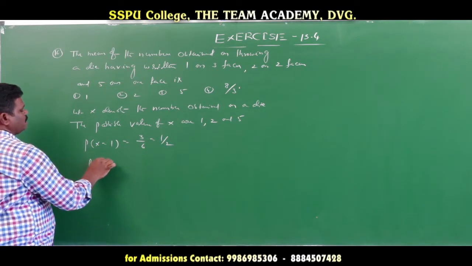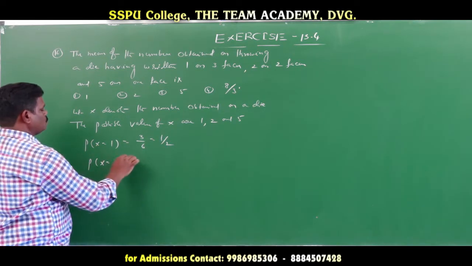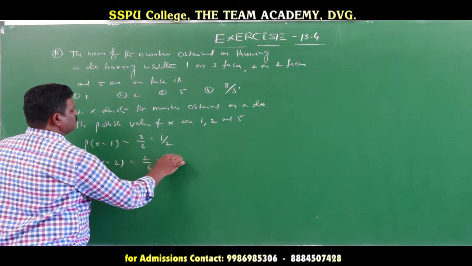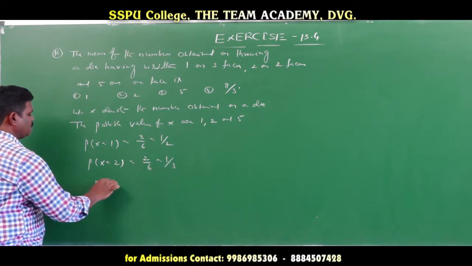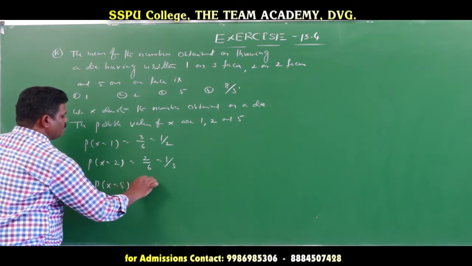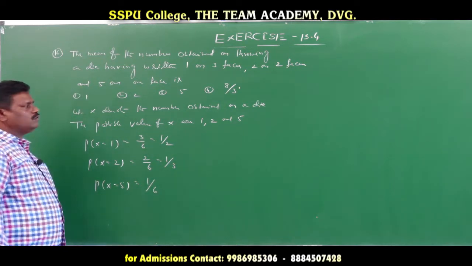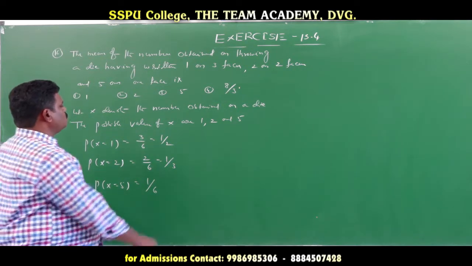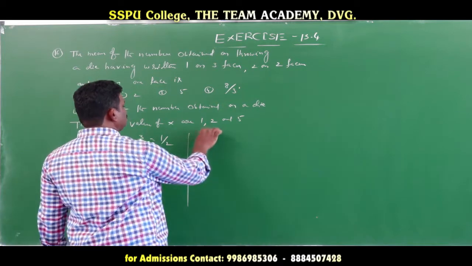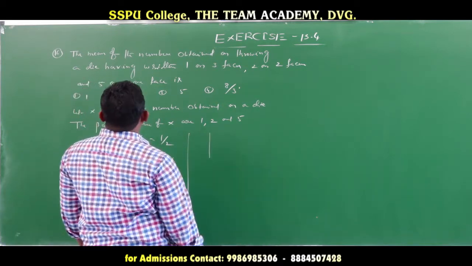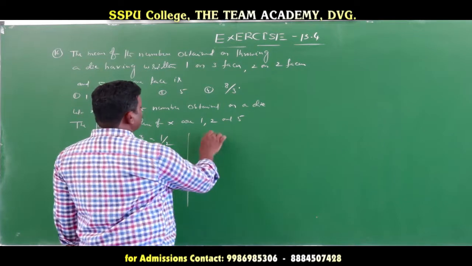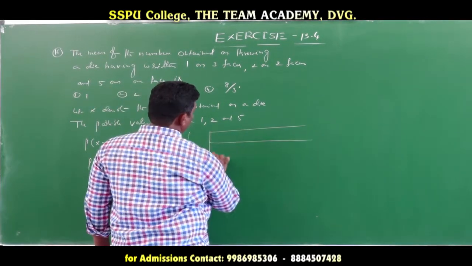Probability of x is equal to 2, on 2 faces: 2 by 6, that is 1 by 3. Probability of x is equal to 5, only 1 face: 1 by 6. Okay? Now this is the probability distribution table. Actually what do we require here? The mean. If you want the mean, first we construct the probability distribution table.